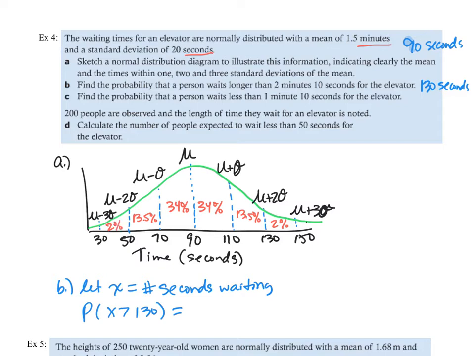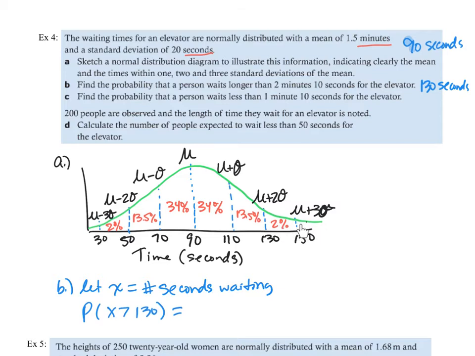Okay, so back to our problem. We're trying to find the probability that a person waits longer than 130 seconds. So we're talking about this area of the curve. So if we look at the right half of the graph, now remember, from the mean all the way to the right, that's 50% of the data. So if we take 50% of the data and we subtract this total of 47.5%, that's going to leave us with this area to the right.